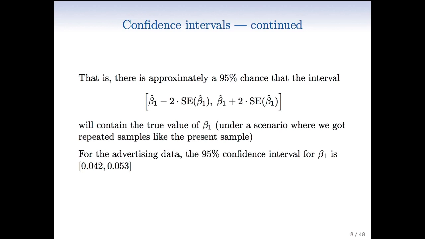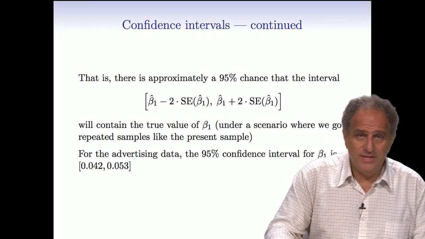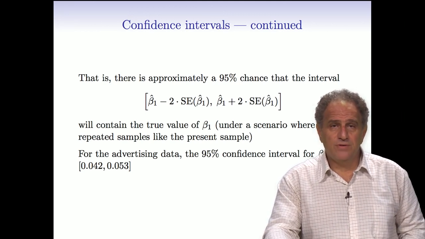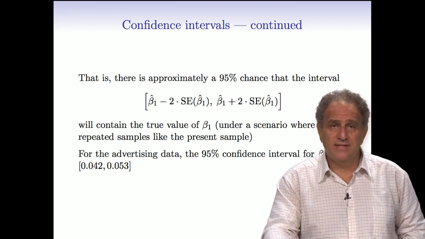So for the advertising data, the confidence interval for beta 1 is 0.042 to 0.053. This is, I think, for TV sales. So this tells me that the true slope for TV advertising is, first of all, greater than 0. In other words, having TV advertising does have a positive effect on sales, as one would expect. Okay, so that completes our discussion of standard errors and confidence intervals. In the next segment, we'll talk about hypothesis testing, which is a closely related idea to confidence intervals.